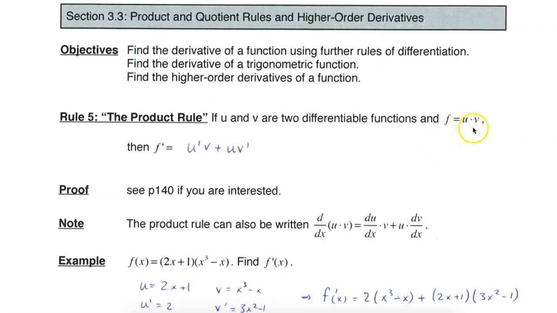If f is the product of two other functions, like u and v, then f prime is u prime v plus uv prime. This has to flow out of your mouth, u prime v plus uv prime. That's the derivative when you have a product, and it is called the product rule. There's a proof in the textbook if you are interested on page 140. You can also write it like that. The derivative of u times v is the derivative of u times v plus u times the derivative of v.